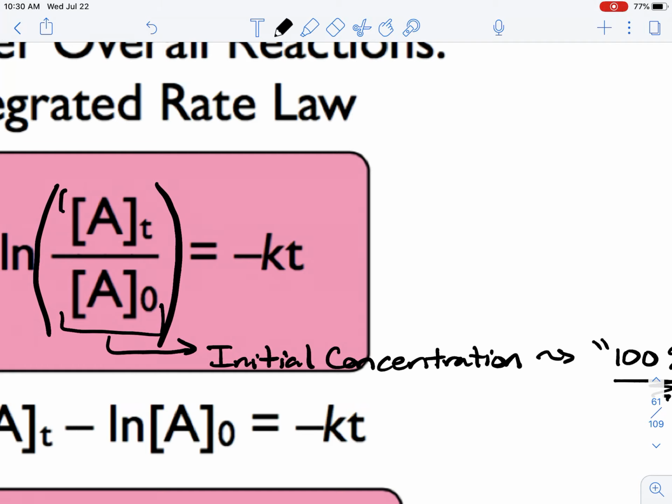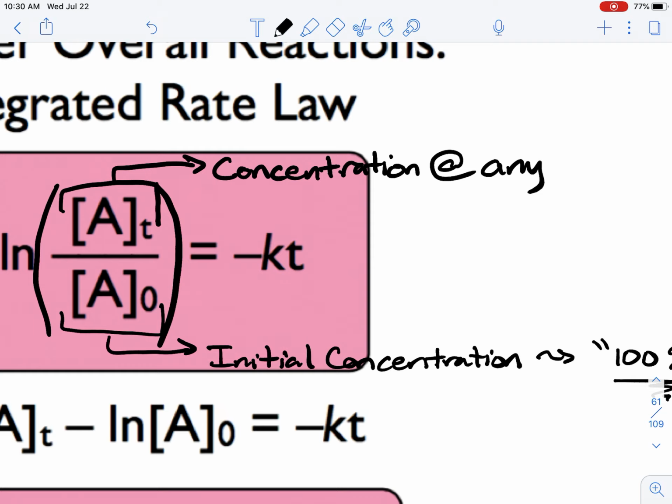And so in the numerator, we have A sub t, which is representing the concentration of that reactant at any time period. And we saw a little bit of that in the previous lecture video.